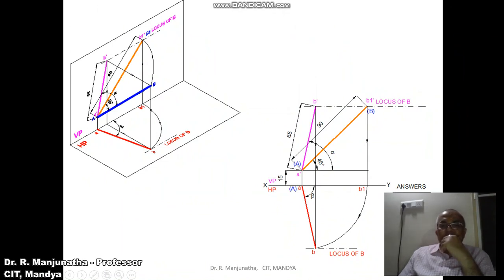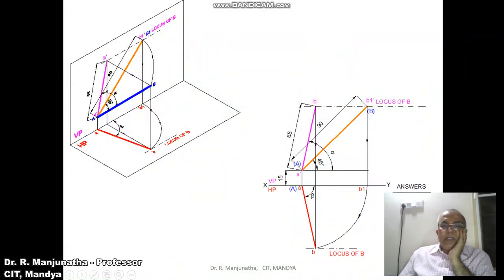You know the true length and you know the front view. As we know the front view, the top view point should lie on this end projector, but we know the front view true length. So you make that line parallel to XY line in the top view. A is on VP, B1 is also on VP, so the line is parallel to VP. With A as center, taking the radius of AB1, B1 should lie on this end projector, so it is going to cut on this end projector line. So you're going to get this point B.